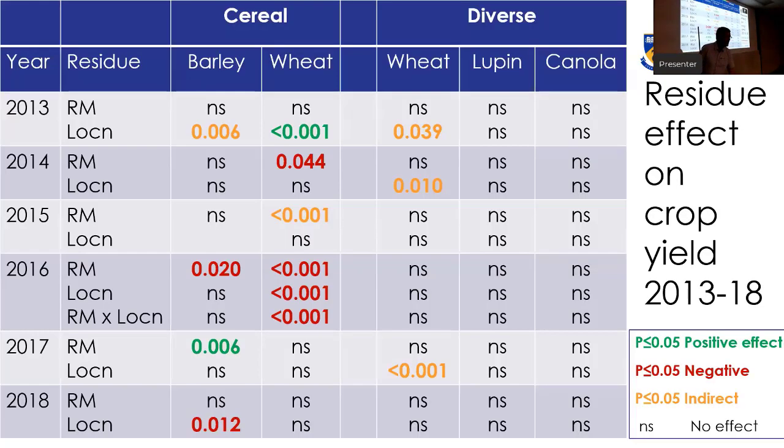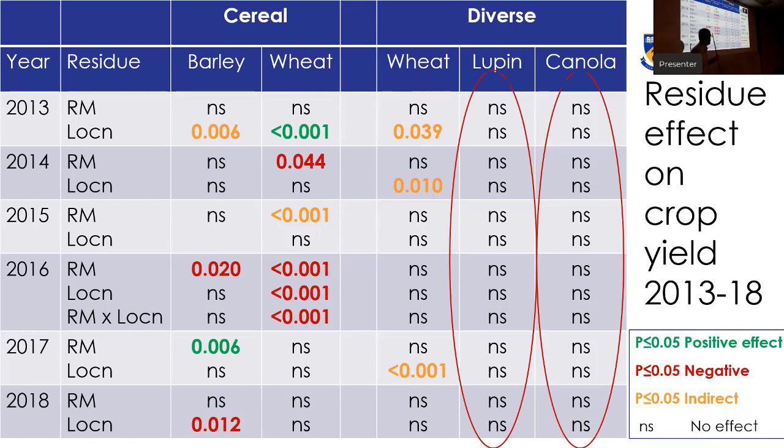So what happens at crop yield? Here's a very big table, one of Ken's specialties. A lot going on there. So to make it easier, in the diverse rotation, lupin yield and canola yield didn't vary a whole lot depending on residue management or location. So we don't need to worry too much about them.